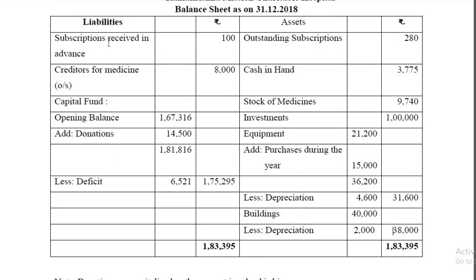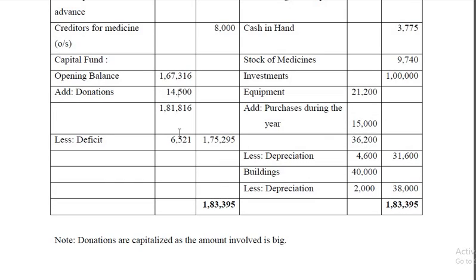If you look at the liability side, subscription received in advance for 2019. So it is 100. Creditors for medicine at the end of the year 8,000. This is not paid, therefore it is a liability. Capital fund opening balance is 1,61,316, which you have found out by preparing opening balance sheet. Donations you have added 14,500. Here we have capitalized that. So you have written a note here. Donations are capitalized as the amount involved is big.